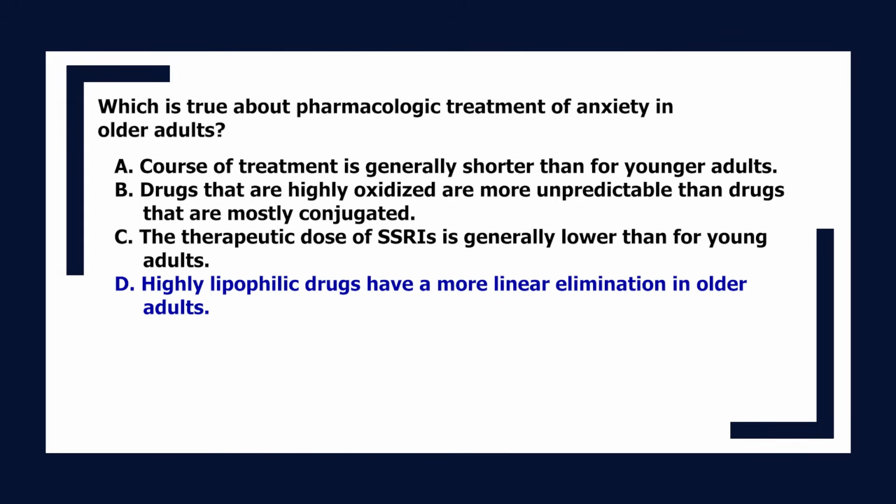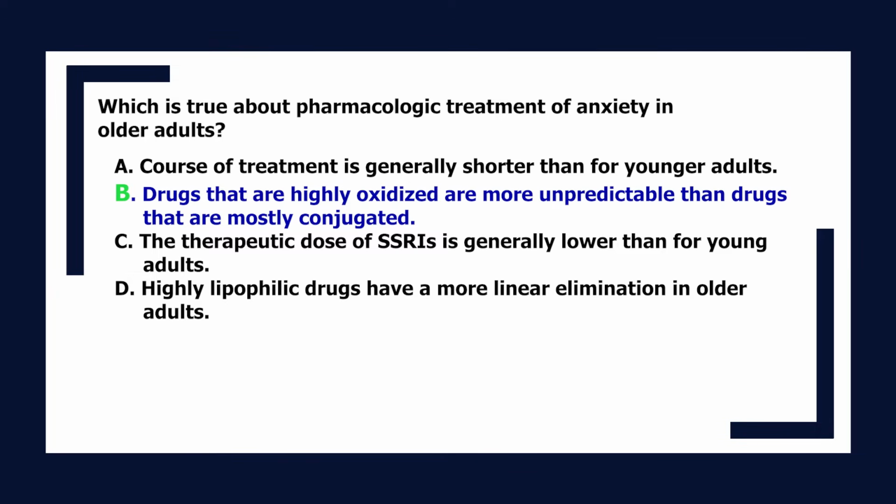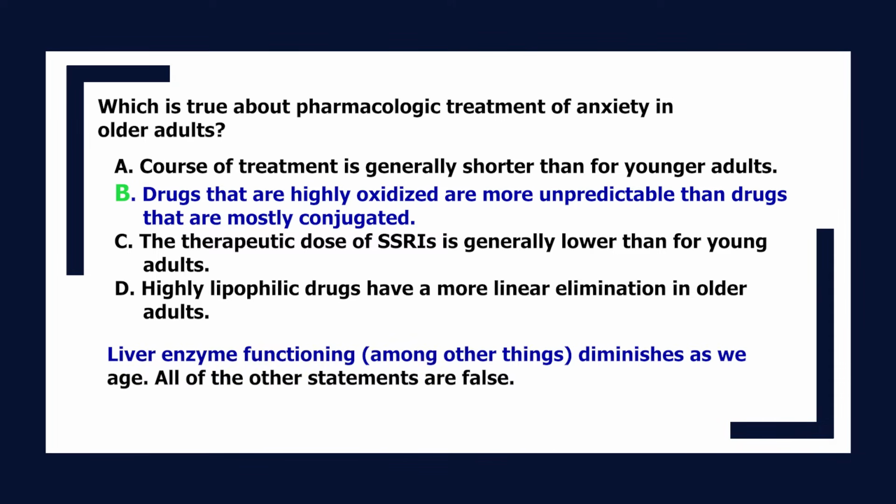The correct answer is B. Drugs that are highly oxidized are more unpredictable than drugs that are mostly conjugated. Liver enzyme functioning diminishes as we age. All of the other statements are false.